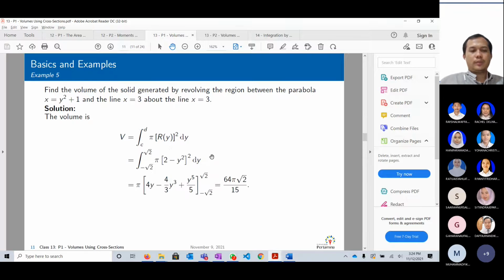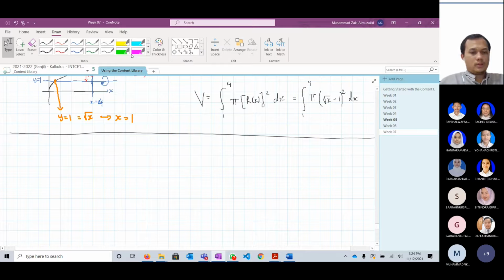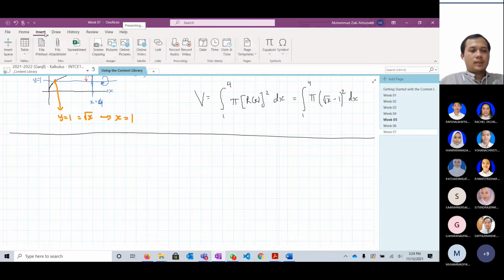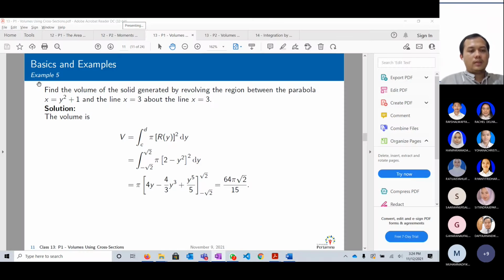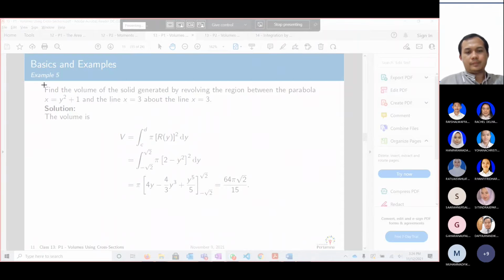This is how we compute it. And then, okay, now this is a little bit different. For this one, I want to also give you the illustration.